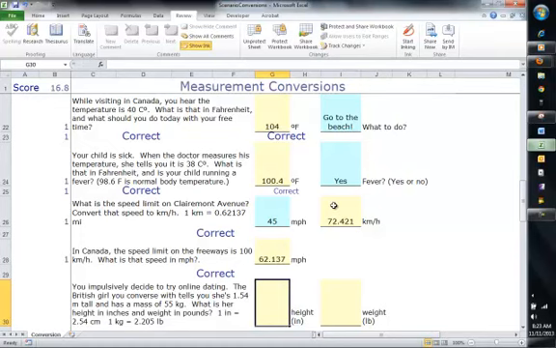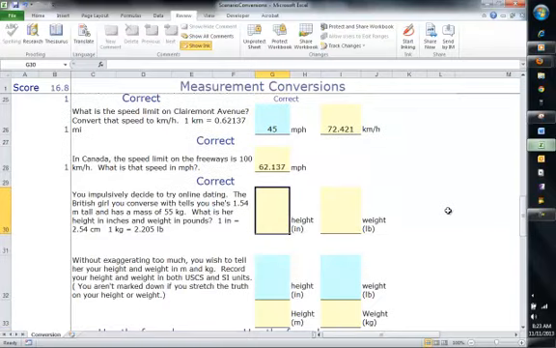You impulsively decide to try online dating. This is if you're a guy. The British girl you converse with tells you she's 1.54 meters tall and has a mass of 55 kilograms. What is her height in inches and her weight in pounds?